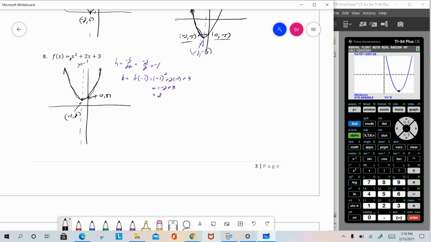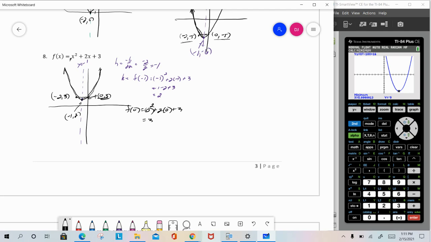0, 3 is my y-intercept. That should be fairly simple to find because that's f of 0, which is 0 squared plus 2 times 0 plus 3, which is 3. Directly across, that's a distance of 1 and another distance of 1. So -2, 3 should be another point, and here's my parabola graphed.